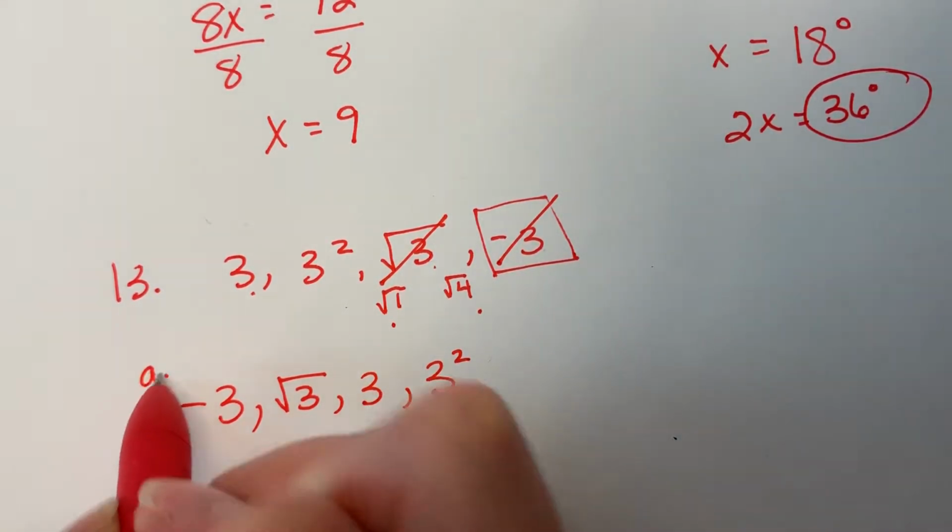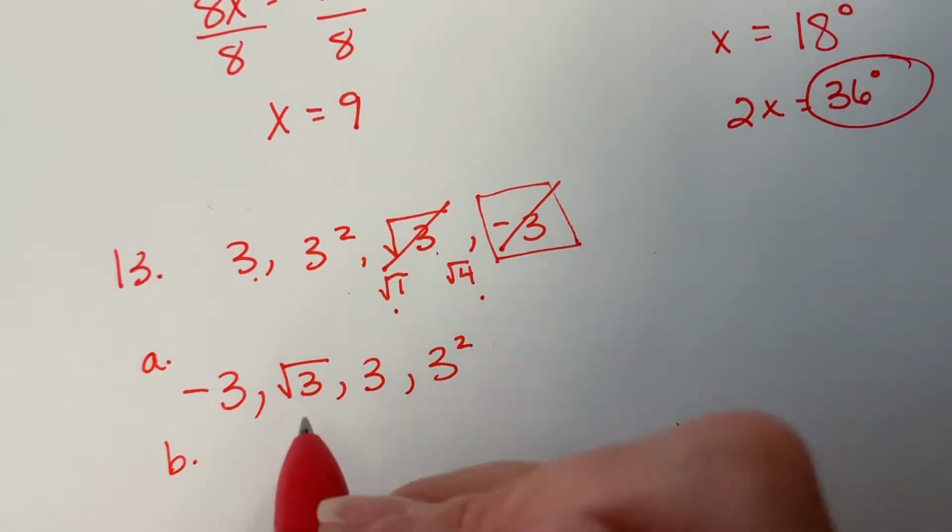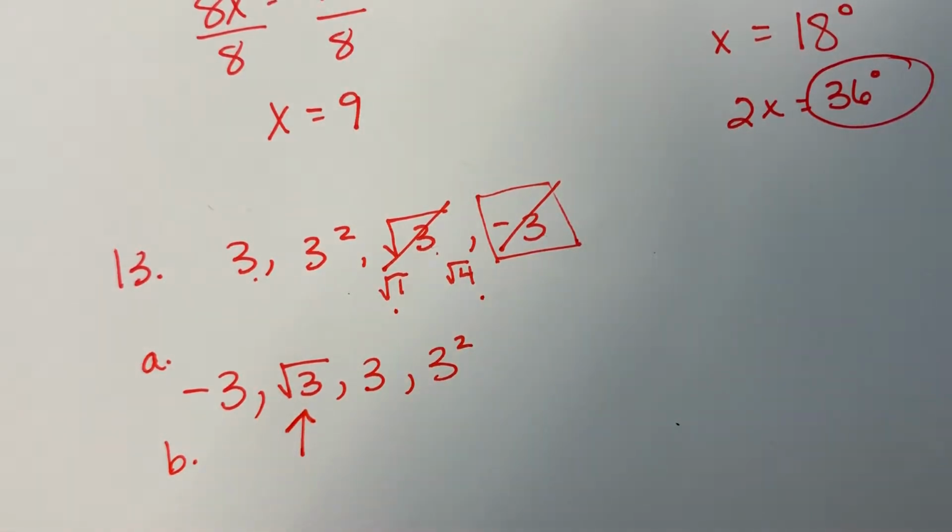So that's in order from least to greatest. So this is A, and then B says, which of the numbers in part A is irrational? Well, it's this one. When we have a number that is under the radical symbol that is not a perfect square, it's always an irrational number. So the answer to B is the square root of 3.